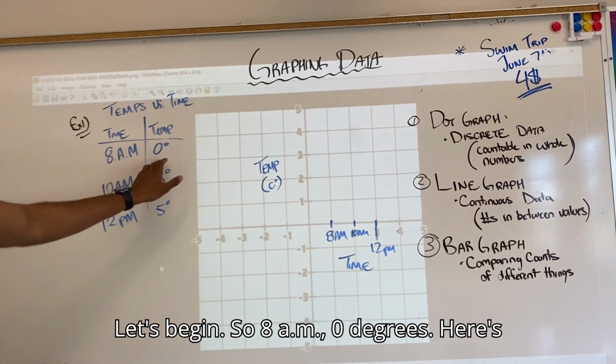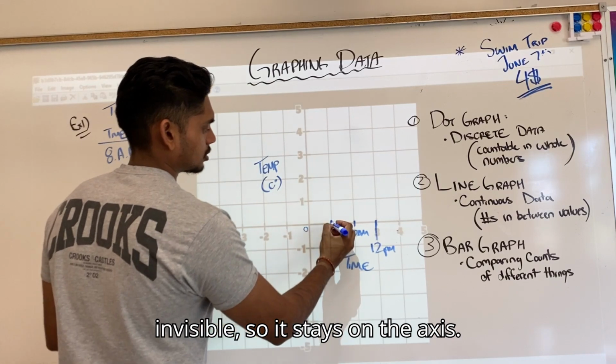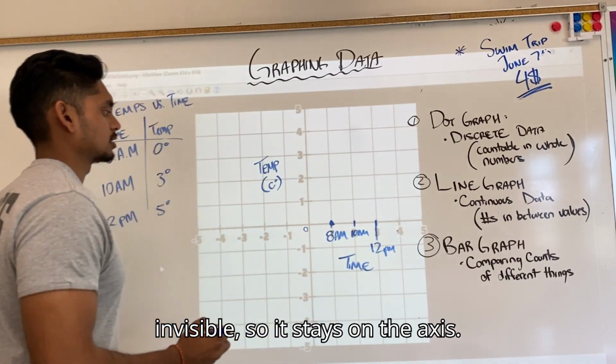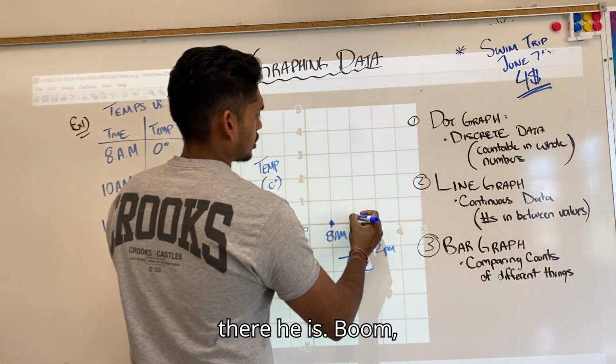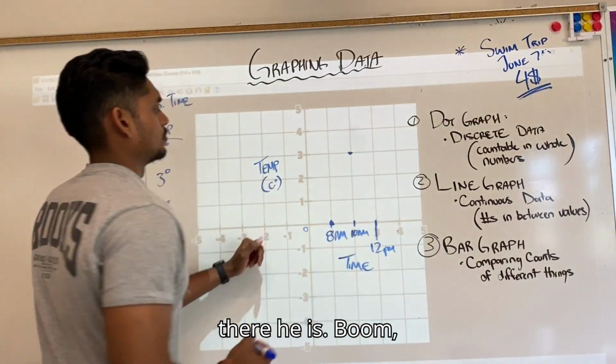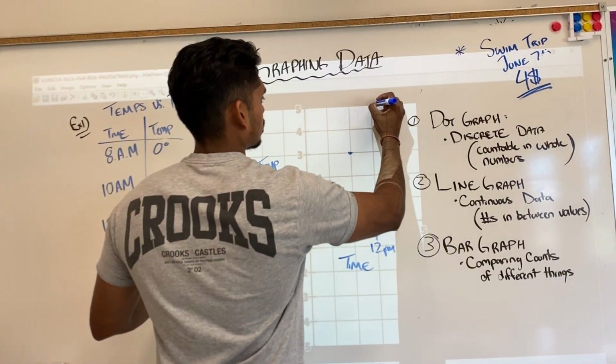Let's begin. So 8 a.m., 0 degrees. Here's 8 a.m. Where's 0? 0 is right here, it's invisible, so it stays on the axis. 10 a.m., 3 degrees. Let's find 3. There he is. Boom. Finally, we got 12 p.m. is 5 degrees. There we go.